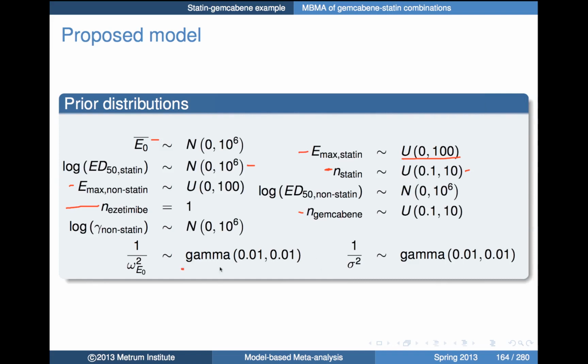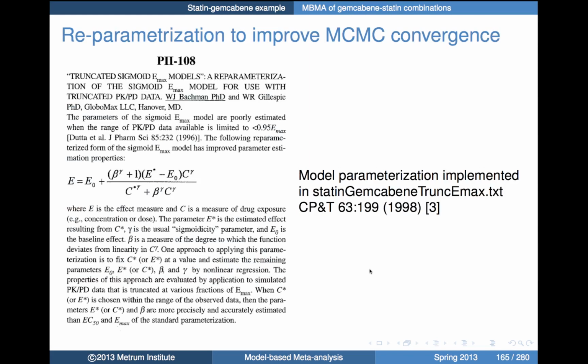Not really. In this case, I used gammas for the precisions, and you'll see this in a few cases where we will talk in terms of precision rather than variance. But just to remind you, the term precision here is used for the reciprocal of variance. So that's why I'm saying 1 over omega squared for E0 is going to be gamma, or equivalently, that's saying that the omega squared is an inverse gamma with the same parameters. Same thing for our residual variance term here, the sigma squared.